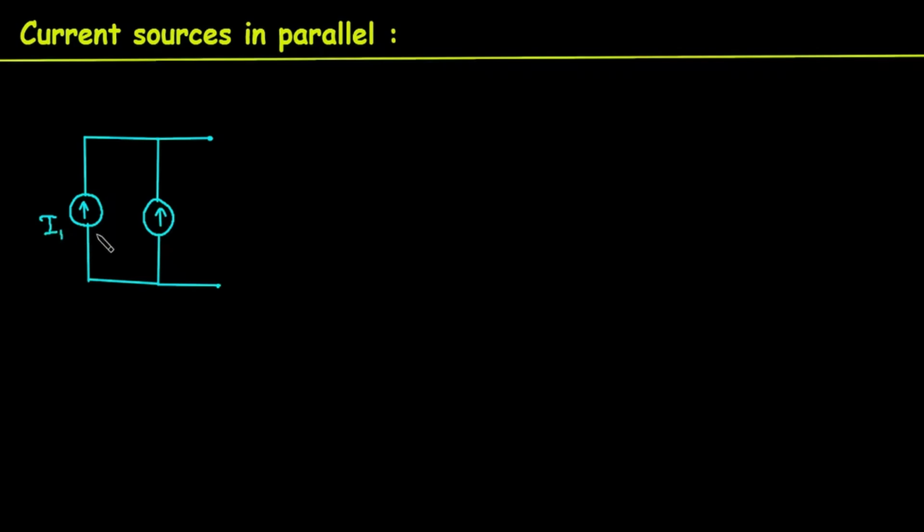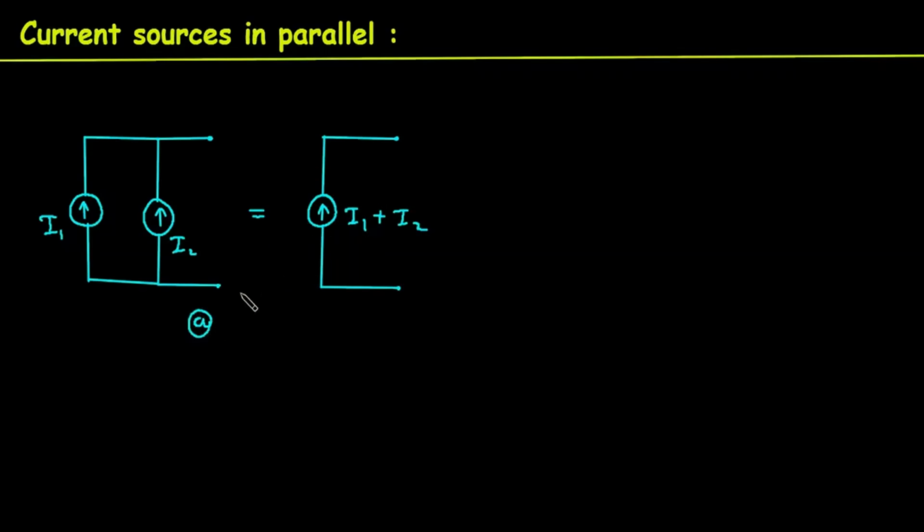Let's say this is current I1 and let's say this is current I2. Now since both the current directions are the same, that is, this current source also has the same direction and this current source also has the same direction, that is in upward direction. So its equivalent current source will be like this. It will be I1 plus I2. Since both the current sources are in the same direction, we have to add them.